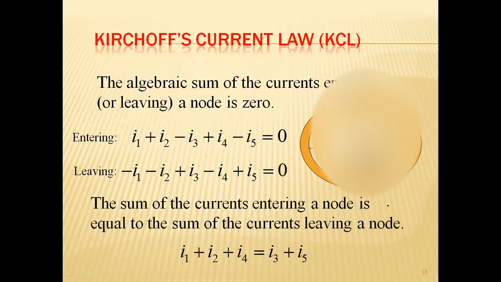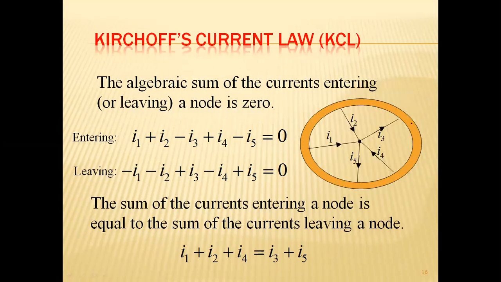Then Kirchhoff's current law. Again, we can modify the previous equation because we want to write it for different currents: one type of current which is entering the loop, and another type which is leaving the loop. So imagine this is a loop, and I1, I2, minus I3, plus I4, minus I5. This is the condition for the currents which are entering. I1, I2 and I4 are entering, and I3 and I5 are leaving.